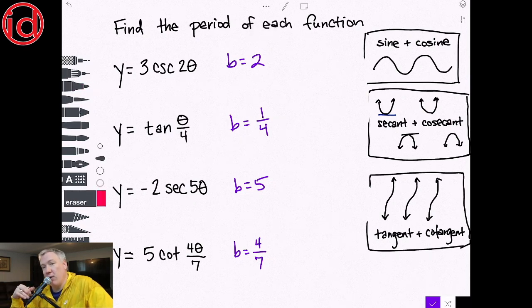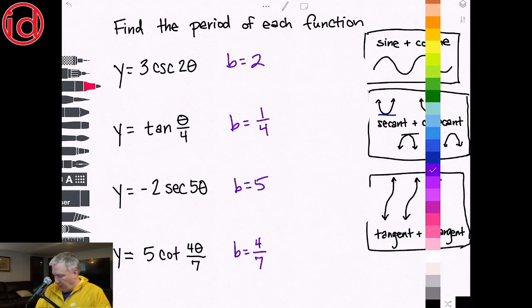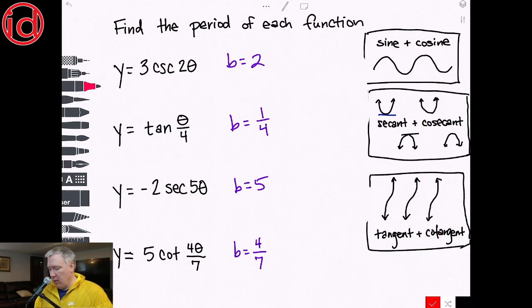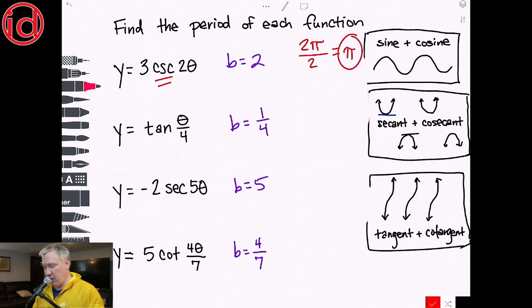Now we've got to go ahead and use the formula. Whenever I see secant, cosecant, sine, or cosine, I'm going to do 2 pi over b, and wherever I see tangent or cotangent, just 1 pi over b. Here we go. I see cosecant, so I'm going to do 2 pi over b, and b here is 2, which is just equal to pi. There we go. That's it.